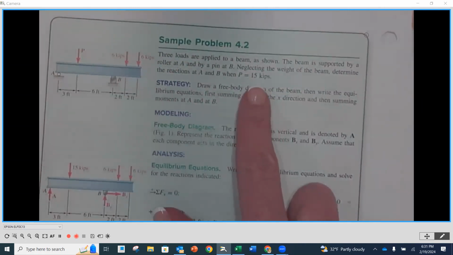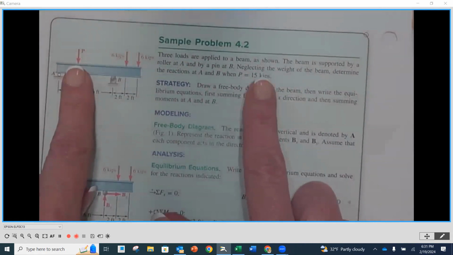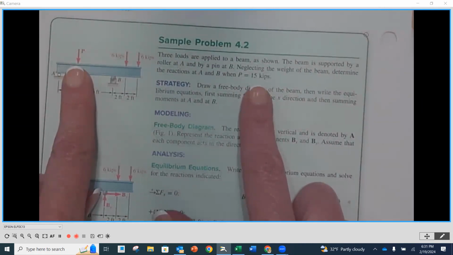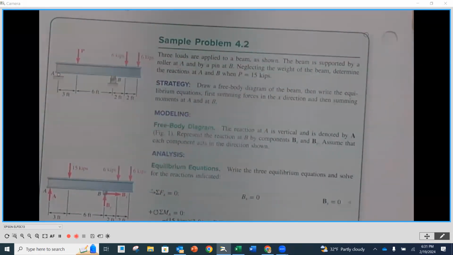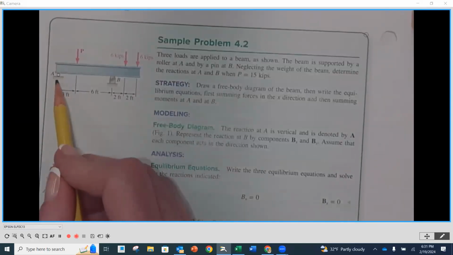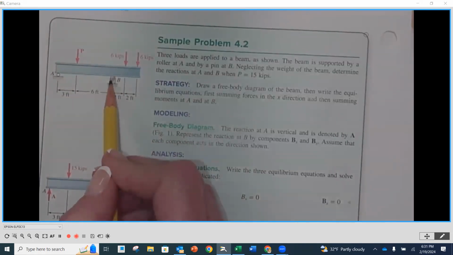It tells us that the load at P, although it's not identified here, in the problem it says that P is 15 kips. And then we've got 6 and 6 to the right side. And then it's being supported at A and at B. At A, this is going to be a roller. And at B, this is going to be a pin.